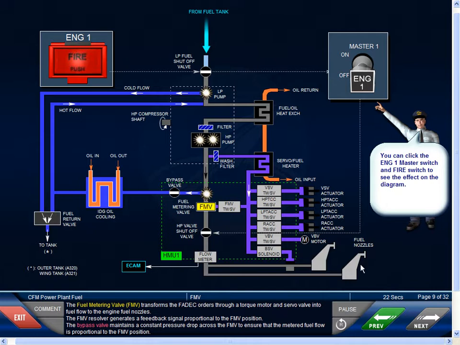The fuel metering valve transforms the FADEC orders through a torque motor and servo valve into fuel flow to the engine fuel nozzles. The FMV resolver generates a feedback signal proportional to the FMV position. The bypass valve maintains a constant pressure drop across the FMV to ensure that the metered fuel flow is proportional to the FMV position.